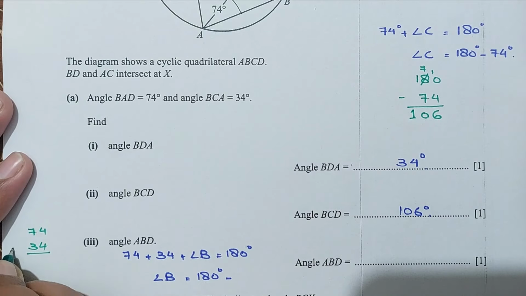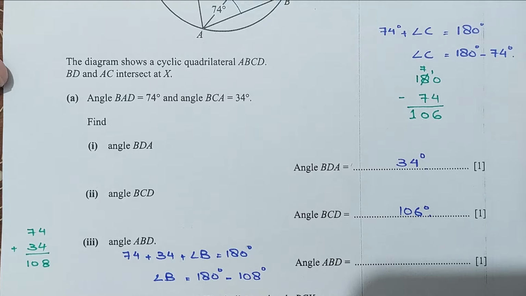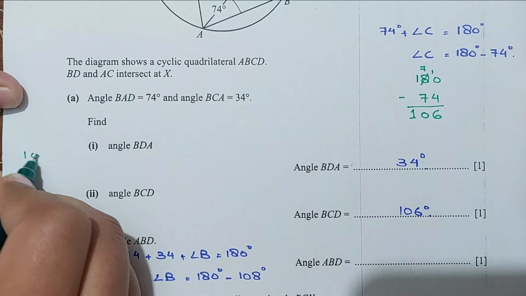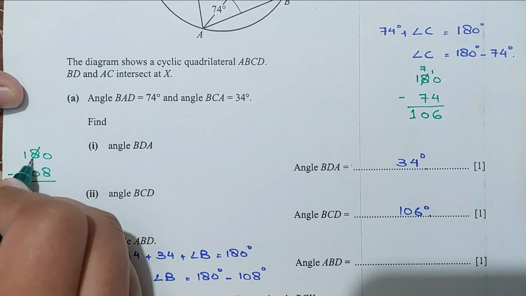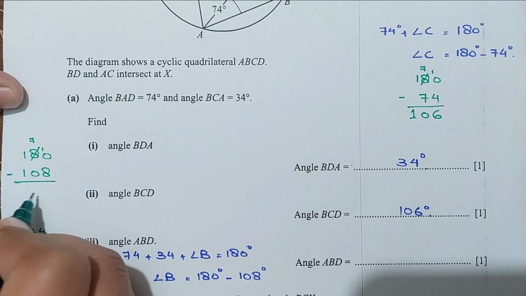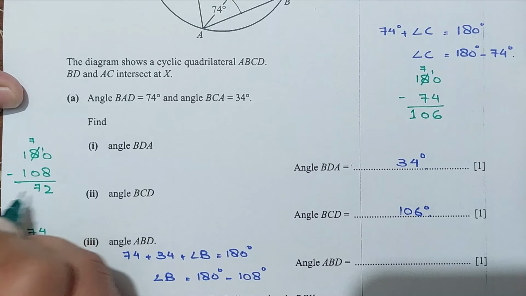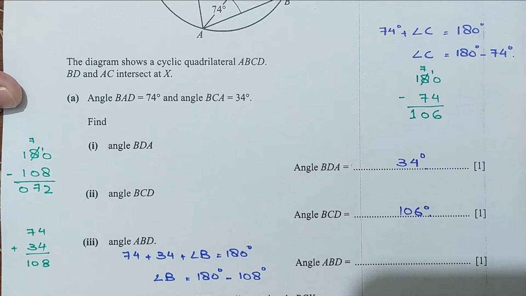4 plus 4 is 8. And 7, 8, 9, 10, 108. So from 180, we have to subtract 108. Okay, 180 minus 108. From 10 take away 8 is 2, 7 take away 0, 1 take away 1. 72 degrees is that angle.